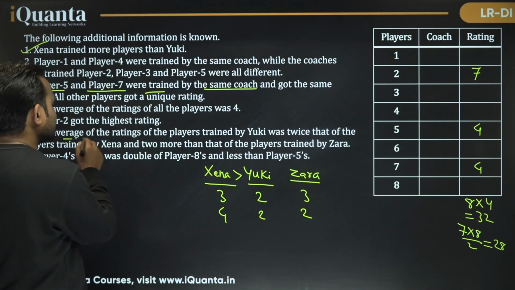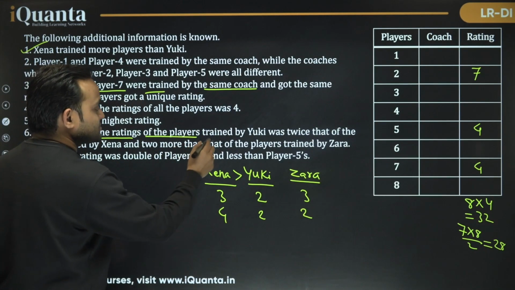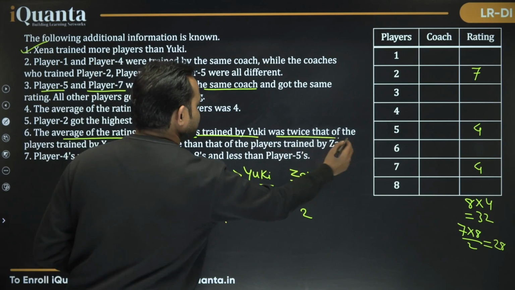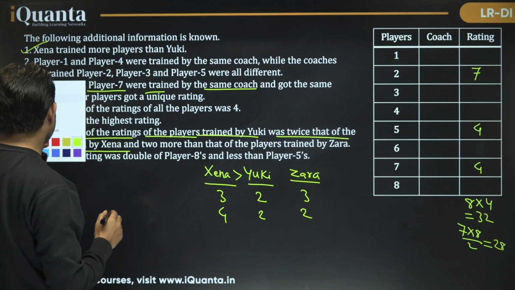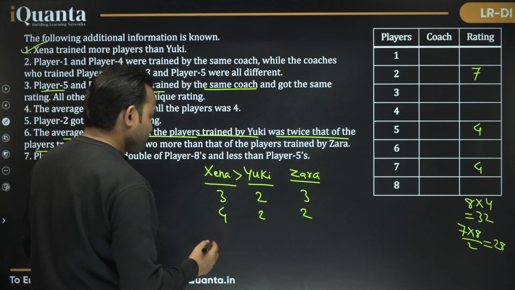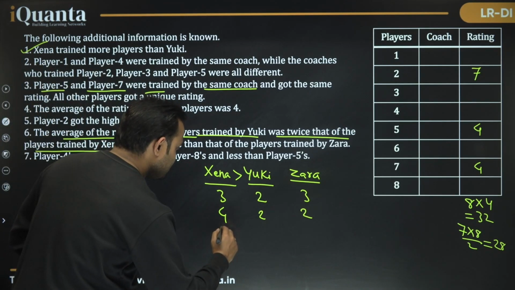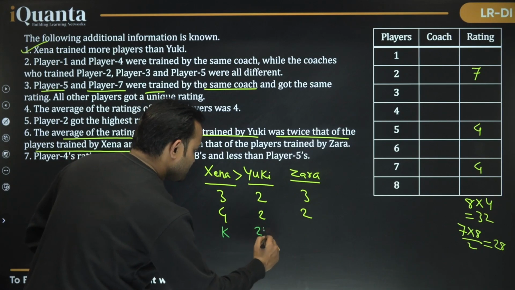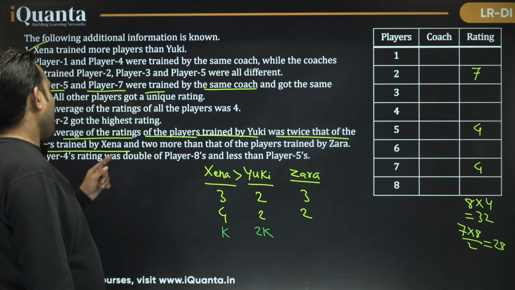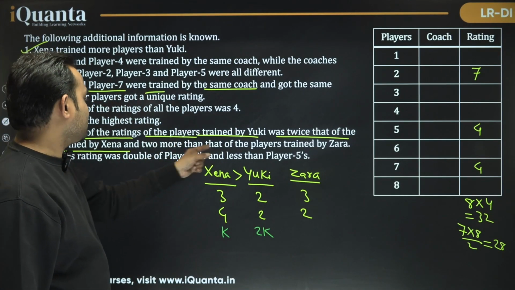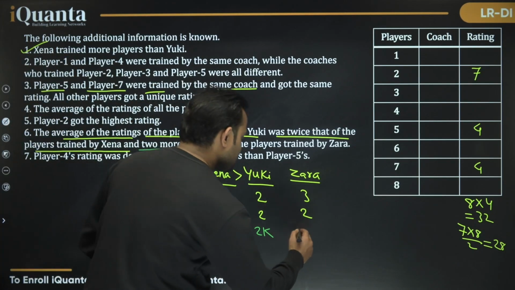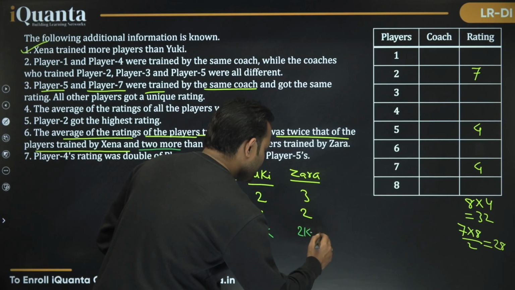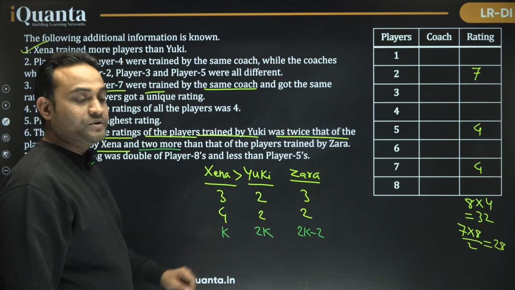The average of ratings of the players trained by Yuki was twice that of the players trained by Zina. So, if the average of the ratings given by Zina is K, this will be 2K, right? And 2 more than that of the players trained by Zara. That means this must be 2K minus 2. This should be the average.